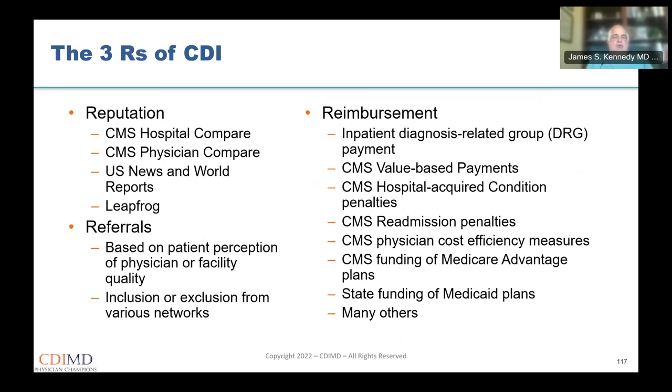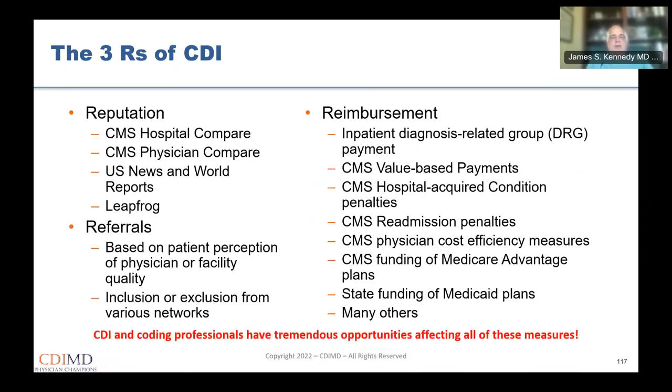Quality is what attracts people to go into certain hospitals, which is, the reputation drives referrals. Then, of course, reimbursement, no margin, no mission. And there's a number of mechanisms, which is based upon diagnosis or ICD-10 PCS coding, that affect not only the payment for the DRG, but also various value-based payments, readmission penalties, cost efficiency measures, funding of insurance plans, state funding of Medicaid plans. So your work in this could fit in any of these three R's: reputation, referrals, reimbursement. And this is where, again, your work in this has a tremendous opportunity to affect all of these measures.